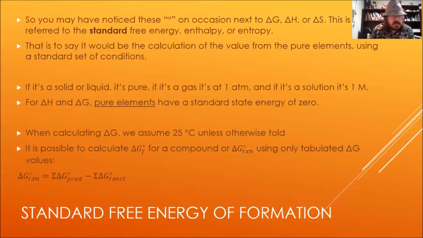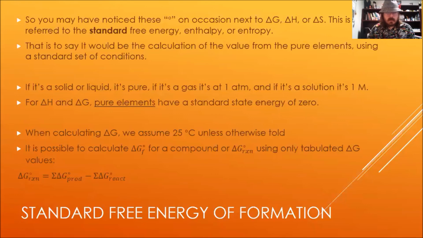Now, with the way we set delta H for a pure element, that was 0. Well, we can also set delta G for a pure element as 0, meaning that the spontaneity of forming a pure element from a pure element is at equilibrium. It's not going to react. It's already at 0.